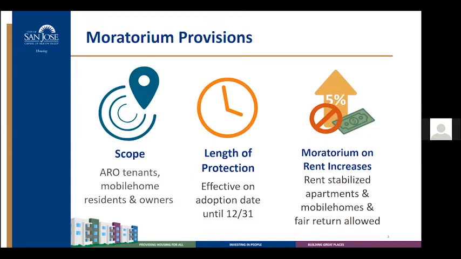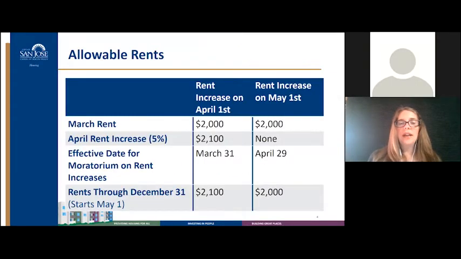It also allows landlords for apartment rent ordinance properties or mobile home park owners to file a fair return petition. And any increases resulting from an increase in rent under a fair return are allowable under the moratorium on rent increases. So I wanted to provide an example of how the moratorium works.